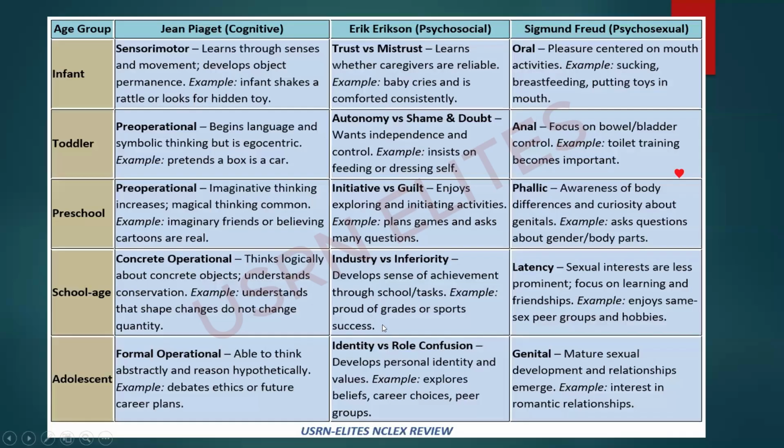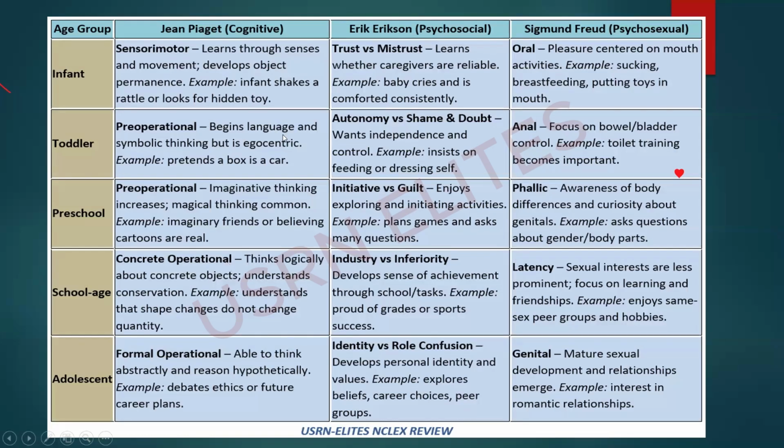So these are the people who even try to do homework and all of that when they are hospitalized. Yeah, they want to do all of those things and they want to keep up. The last one, identity versus role confusion, is for adolescents. So they develop personal identity and values. For example, they explore. This adolescent aspect is very easy to pick up, so I wouldn't waste much time there.